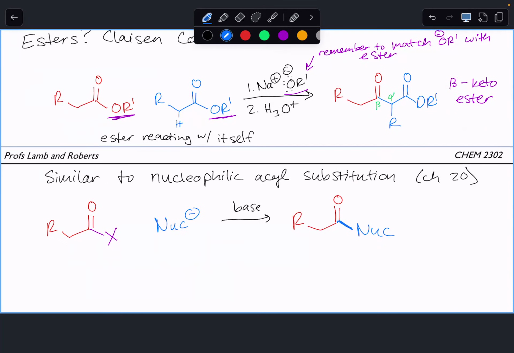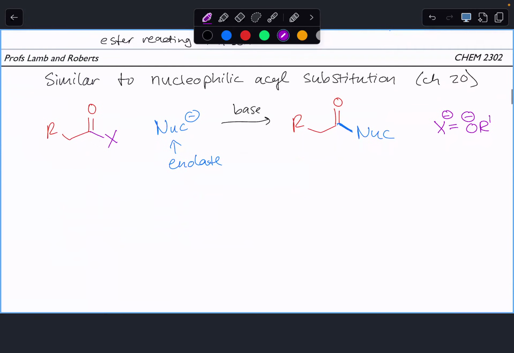So the Claisen condensation is this reaction where our nucleophile is now an enolate. Okay? So it is the same reaction. It's just we have the funky looking nucleophile, right? It's a weird looking nucleophile, but it's the same reaction. And in this case, our X minus is OR prime minus. So it's always starting from an ester, and you're using an enolate as the nucleophile. But it is the same thing.